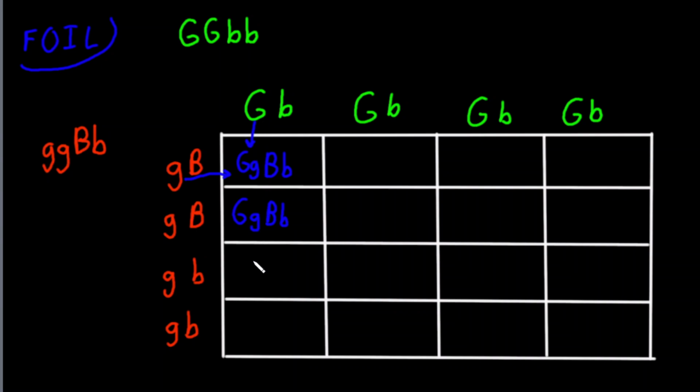Let's see this one. Big G, little b, little b. And so since we only have lowercase, we will fill those in like that. And then this one will also fill in the same way. All right, take just a moment, pause the video, fill in the rest of the squares, and then we'll check.